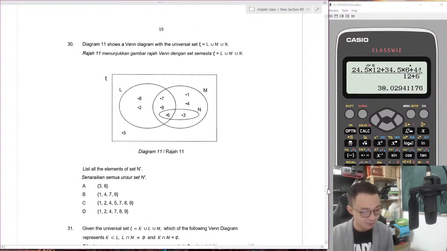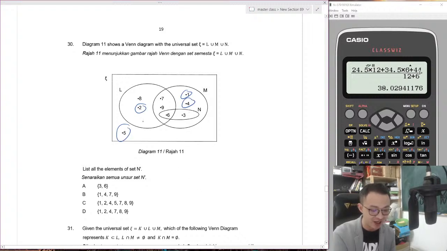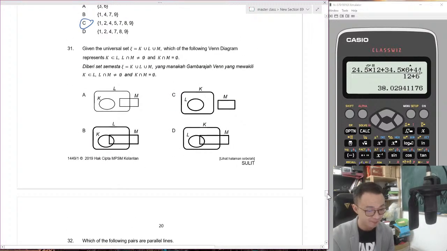Alright, so this question asks to find n complement, outside of n. Outside of n we have 1, 2, 4, 5, 7, 8, 9. So the answer will be C. It's quite easy.